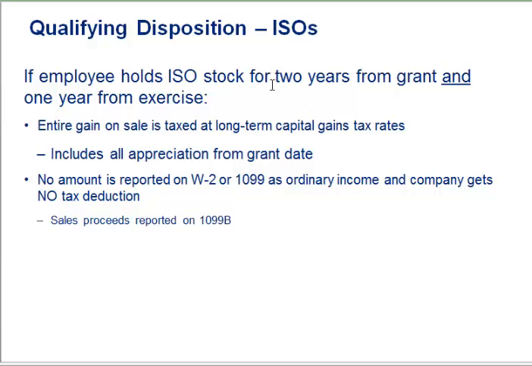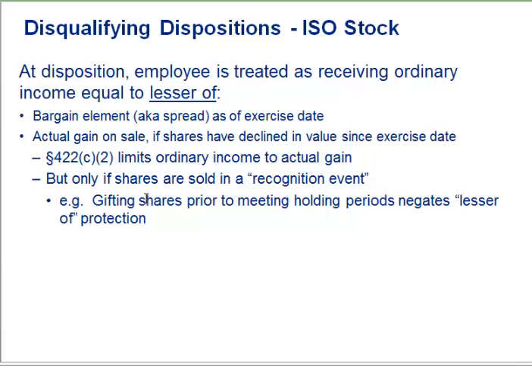Okay, so if you have an ISO and you meet the holding period requirements, that's what's called a qualifying disposition. In the case of a qualifying disposition, nothing is reported on the W-2, and the company gets no tax deduction. We already talked about that.